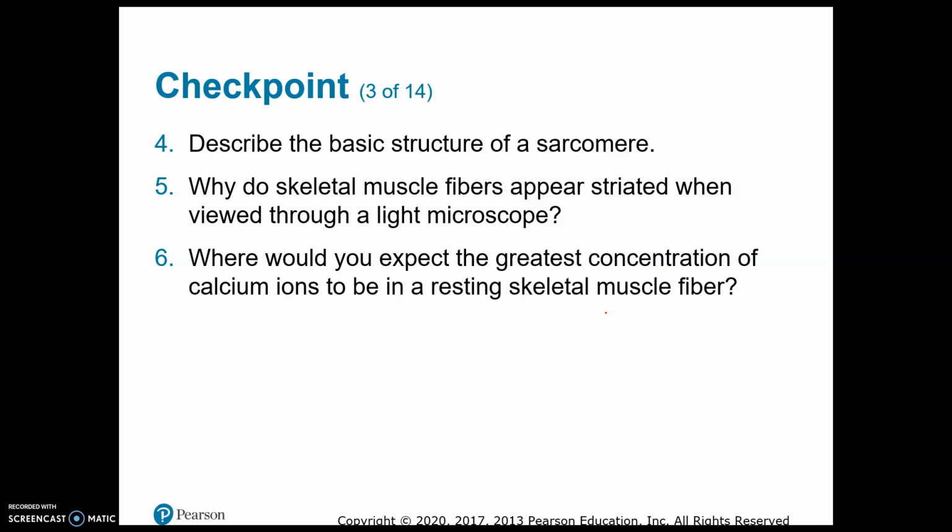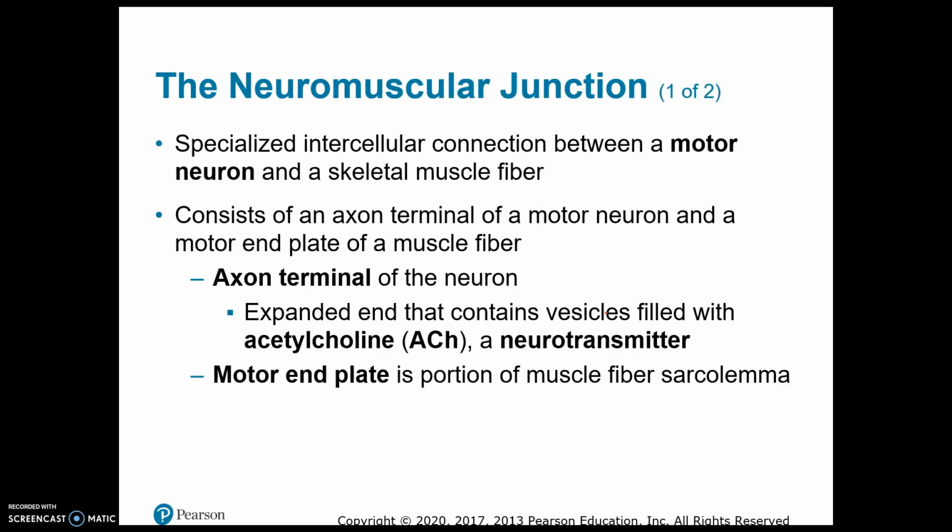within the, remember we talked about the triad, a T tubule with, I've lost the word, terminal cisternae on either side. So the greatest concentration in a resting skeletal muscle fiber should be in the terminal cisternae because they store the calcium ions. And we're going to talk about the role that the calcium ions play in a muscle contraction.